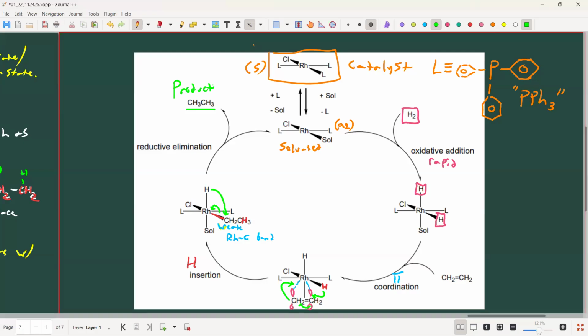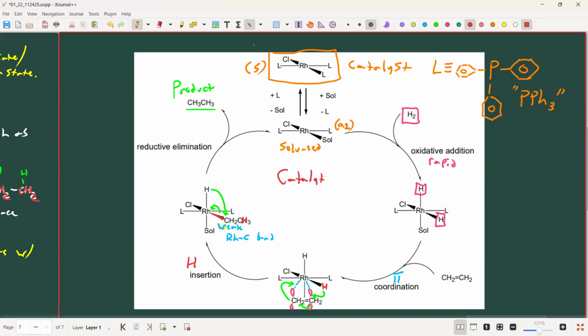And then as you can see, once I lose that H and that CH2CH3, I've gone back to my original rhodium catalyst. The process can start again. So this is what's called a catalytic cycle. And this catalyst, as you can see, is doing real chemistry. It has multiple chemical steps. There's two exothermic steps and a coordination step, which is also mildly exothermic as well. This is doing real chemistry.